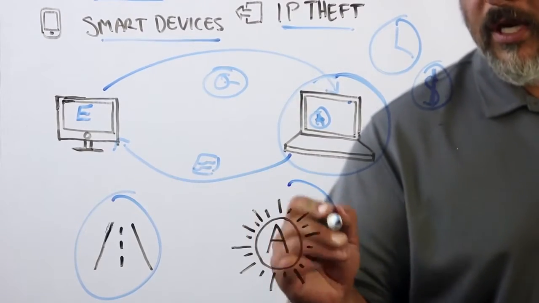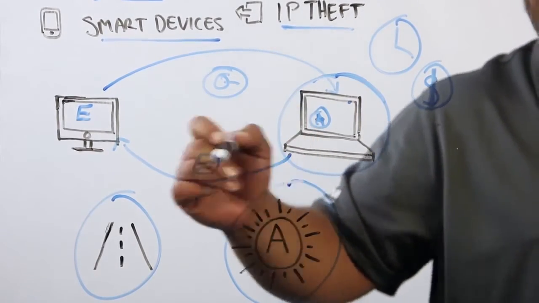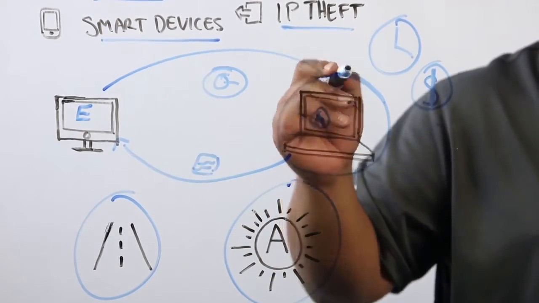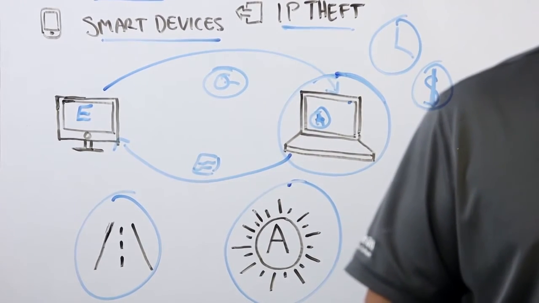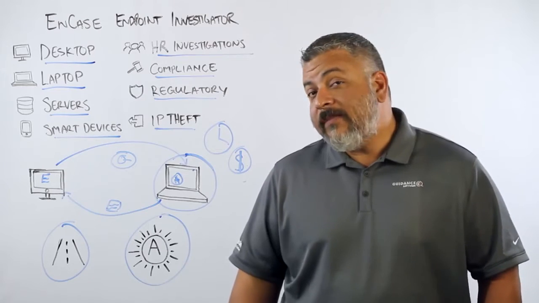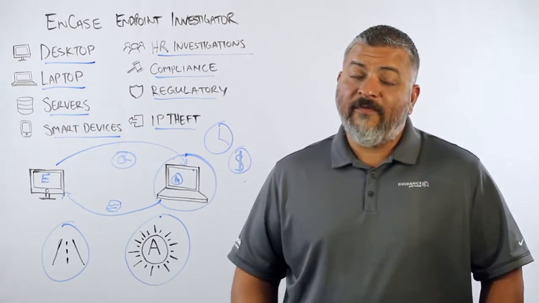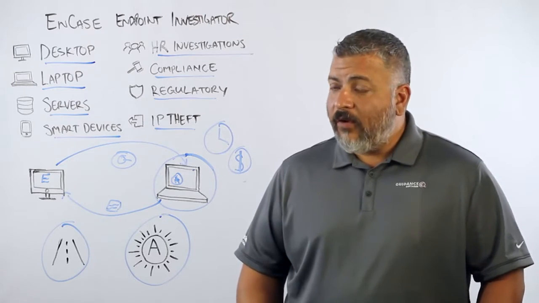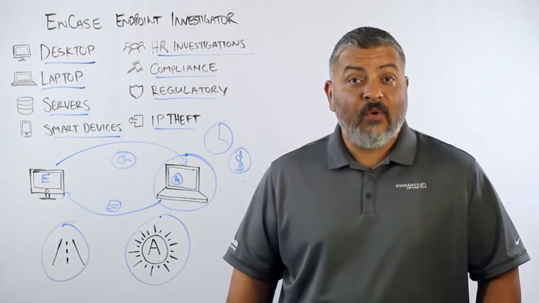The next feature I want to talk to you about is our enhanced agent. What I explained a moment ago about how you would do a search and collection from an endpoint is going to be the way you do that for the majority of your endpoints. But there's a certain subset of endpoints that are hardly ever on the network. These are your salespeople, your field personnel. It's going to be very difficult, even with Endpoint Investigator, to get consistent collections from those endpoints.